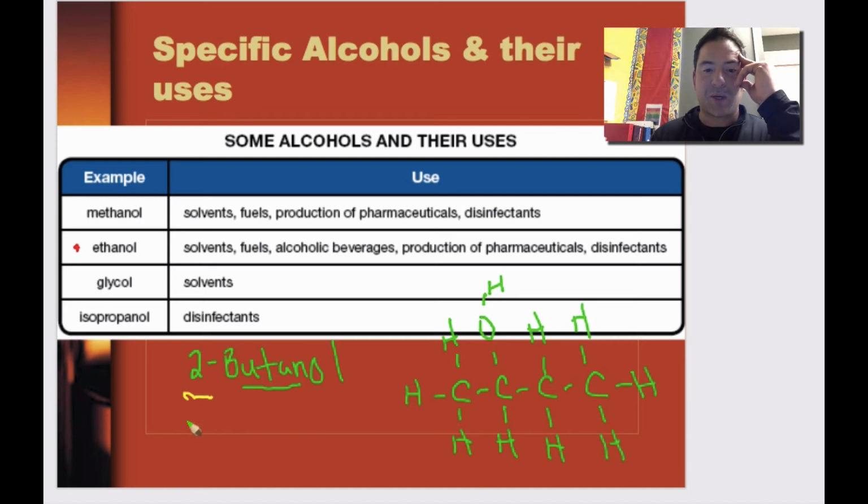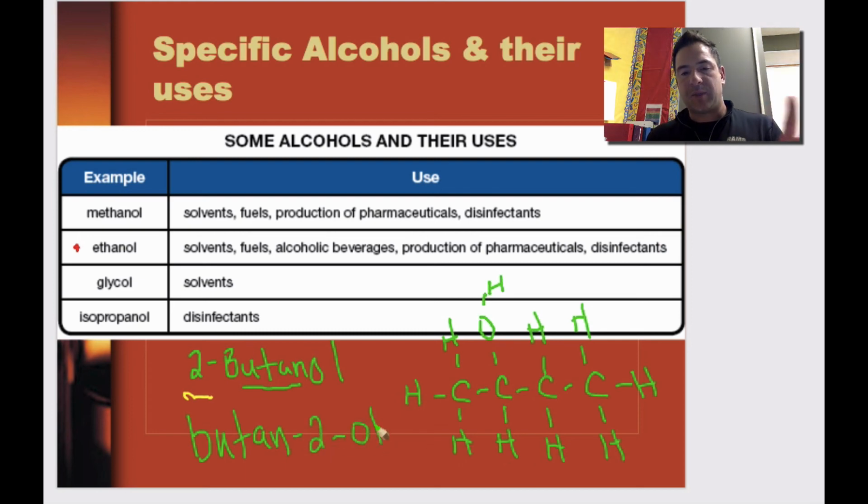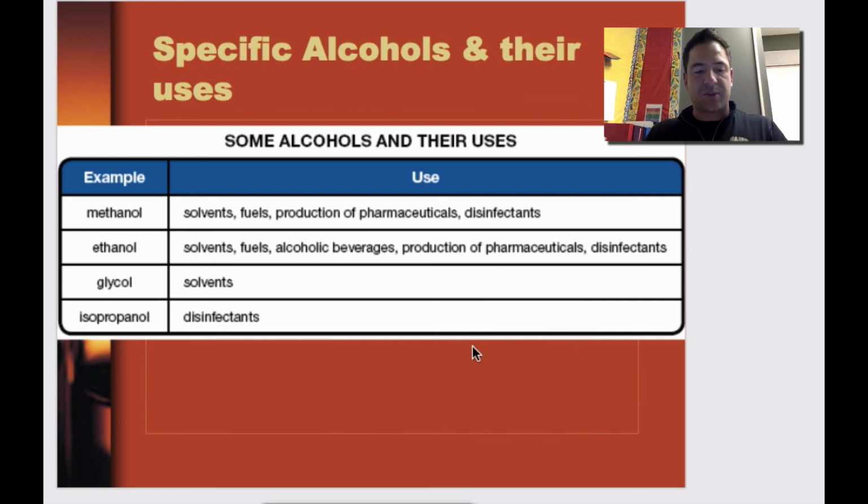Now, another way to write this would be butan-2-ol. Okay, so hopefully that makes sense. So I have to look at my parent chain, draw my parent chain, look for the number, and that's going to be the location of the hydroxyl because it's an alcohol. Okay, hopefully that helps. If you have any questions, you can ask in class or you can email me. All right, so anyways, we'll see you on the next video.